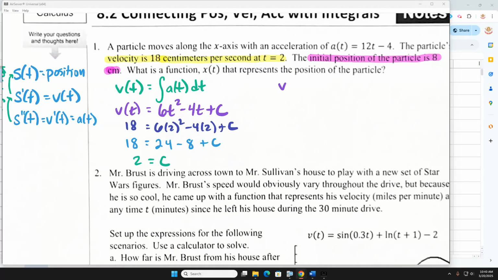So now I can write the velocity function. Sometimes that is what the directions ask, to write the function for the velocity. But we need to go one step farther and find the position. This is a particle moving on the x-axis, so we are going to call the position function x of t, and it's going to be the integral of v of t dt. You guys try to find that integral or antiderivative on your own, please.